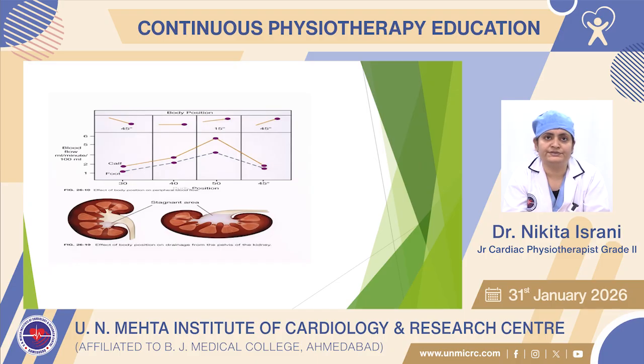When the patient is kept in the head down position or supine lying position, the peripheral blood flow is reduced. But when the patient is kept in the upright position, good peripheral blood flow is given. The second image shows the effect of body position on the drainage from the pelvis of the kidney. When the patient is kept in the erect position, good drainage from the kidney occurs, and there is a reduced stagnant area. And when the patient is kept in the supine lying position, there is increased stagnant area, and the drainage from the kidney is not so good.